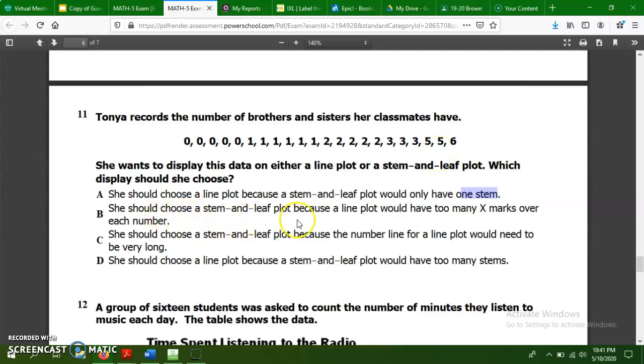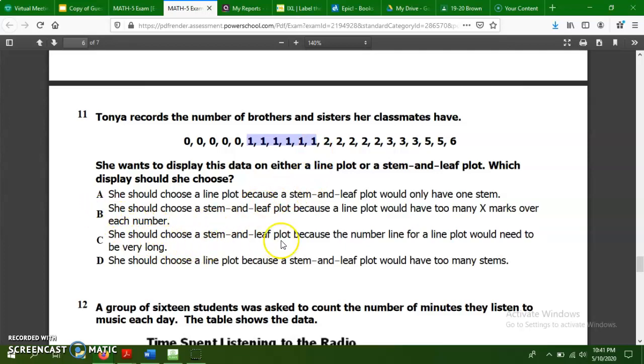She should choose a stem and leaf because a line plot would have too many X marks over each number. That is really not a concern. At most, let's see, we have 1, 2, 3, 4, 5, 6 ones would be the most. X's over top of a 1 would be 6, which is not a huge amount. So B is not really true.